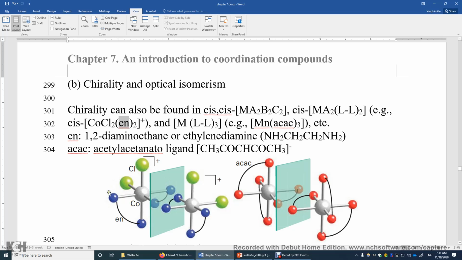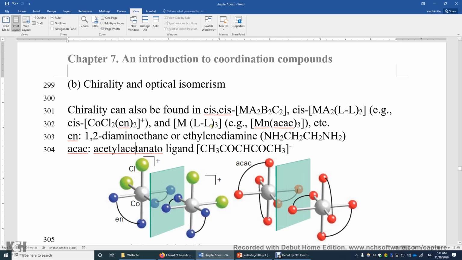So if you just focus on just one of those 2 structures, it lacks S1, S2, S3, or S4, etc. It does not have any improper rotation symmetry element. Therefore, the structure is chiral. It has a mirror image, and these 2 mirror images are not superimposable on each other.